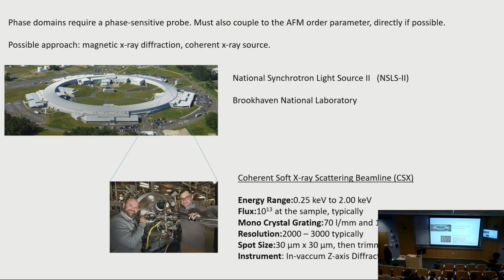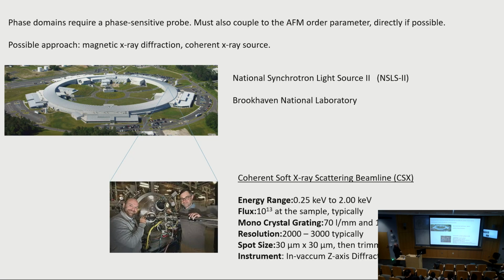Now, I mentioned magnetic X-ray diffraction. I mentioned coherent X-ray sources. It's not so easy to produce coherent X-rays. In the lab, it's probably impossible. But synchrotron sources can do this. This is a photograph of the National Synchrotron Light Source II at Brookhaven National Laboratory. And sources like that can produce coherent X-rays in the range of the required energy.